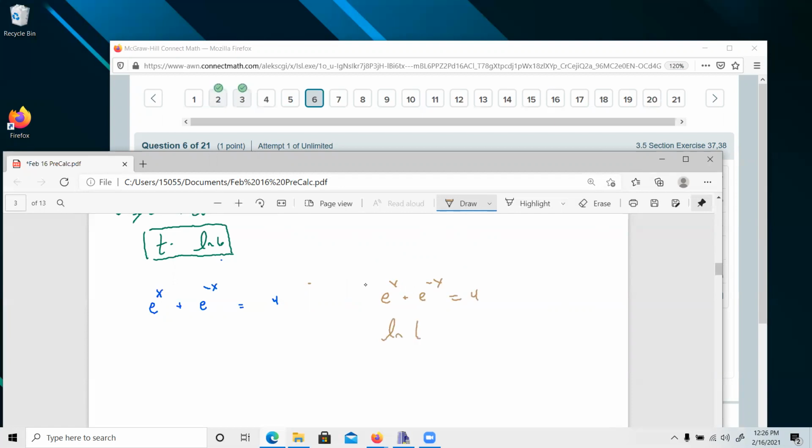And a lot of students do this. They say, well, they've got the same base, so this is going to be x, and then we just got e. Do you see how much is wrong already? Natural log does not distribute over plus. If you have the natural log of a plus b, you're done. You've got nothing. That's your answer.